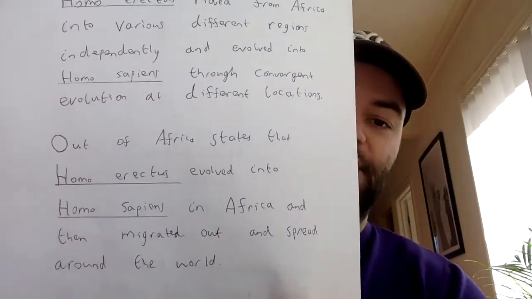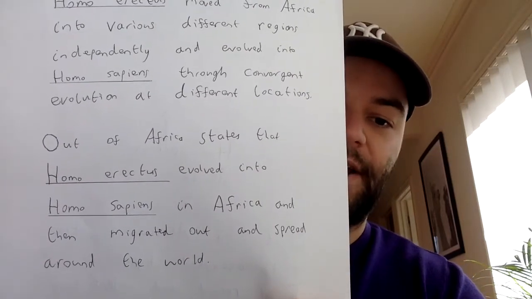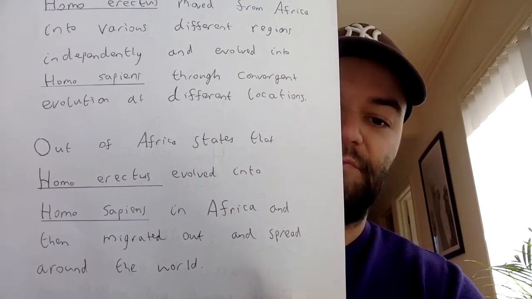Okay, the out of Africa model states that Homo erectus evolved into Homo sapiens in Africa and then migrated out and spread around the world. So rather than Homo erectus moving out of Africa and then evolving into Homo sapiens, it's saying that Homo erectus evolved into Homo sapiens in Africa and then spread out over the world.